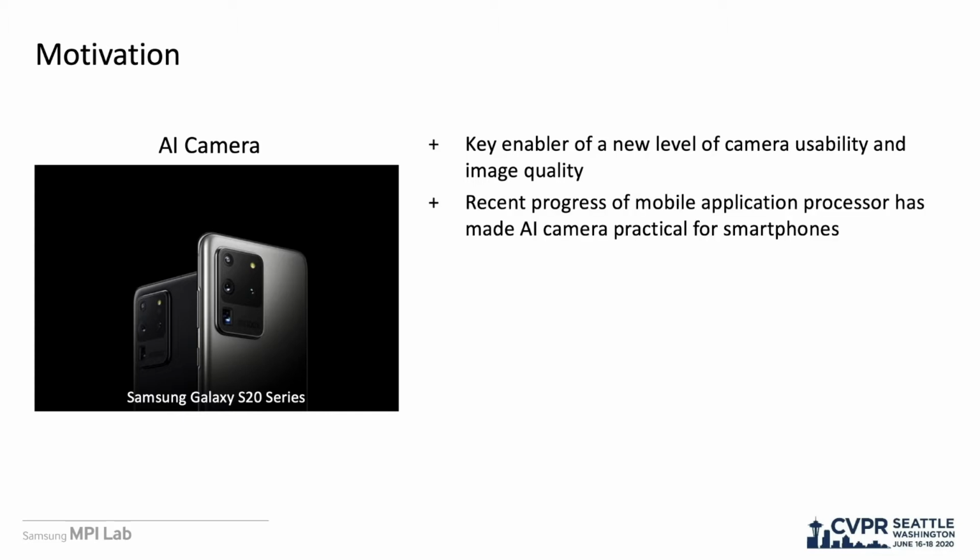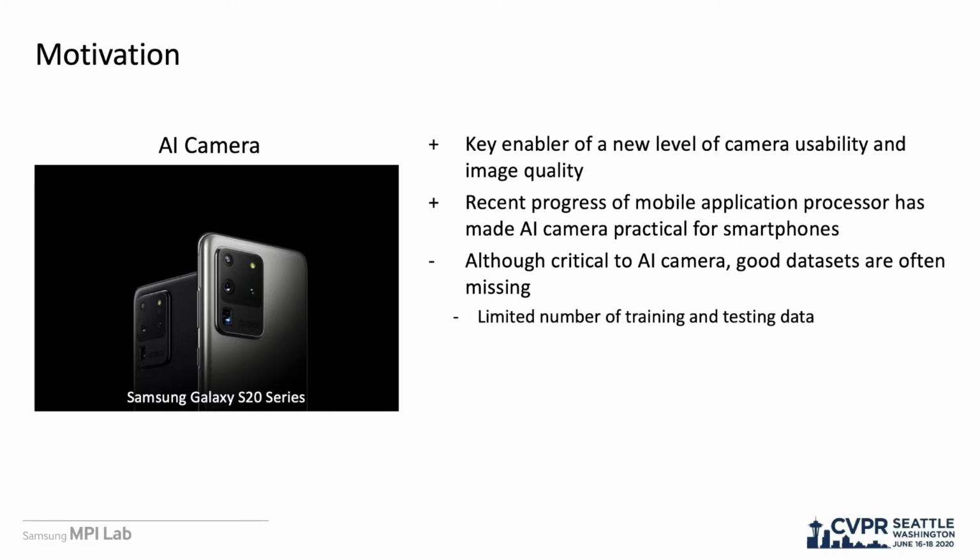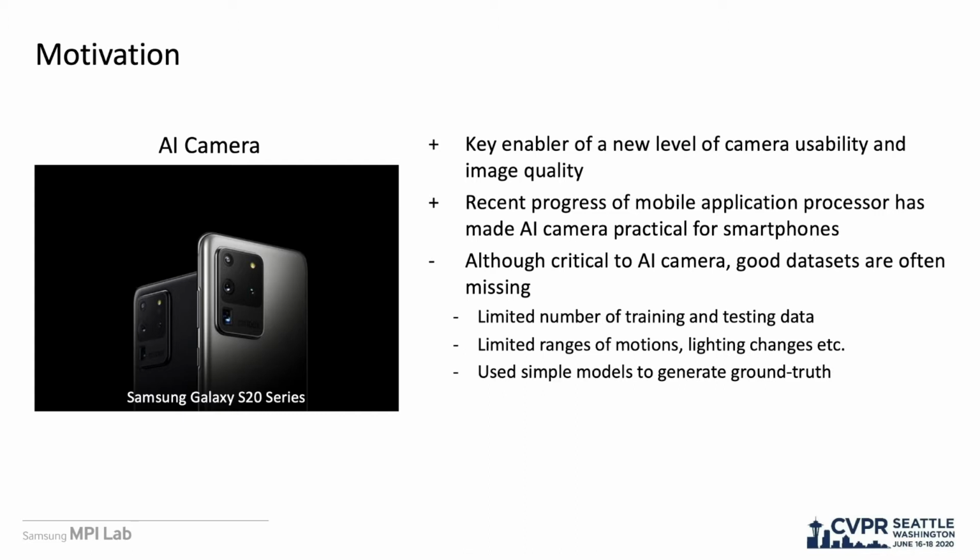and the recent progress of mobile application processor has made AI camera practical for smartphones for daily usage. However, good datasets are often missing for training AI camera, which is critical to AI camera performance. In particular, for AI HDR imaging, the deficiency is not only limited to a small amount of training and testing data, but also limited ranges of motions and lighting changes, etc. in the scene. And simple models are often used for generating ground truth. They all lead to worse AI camera performance than expected.